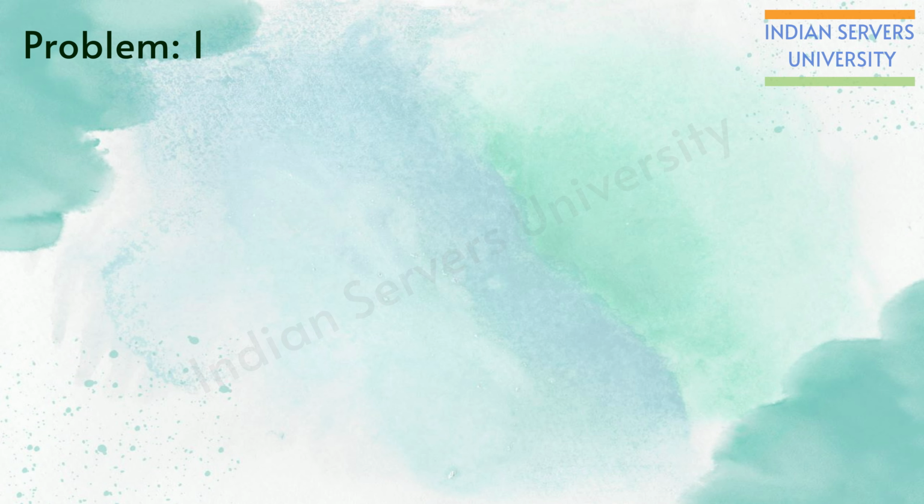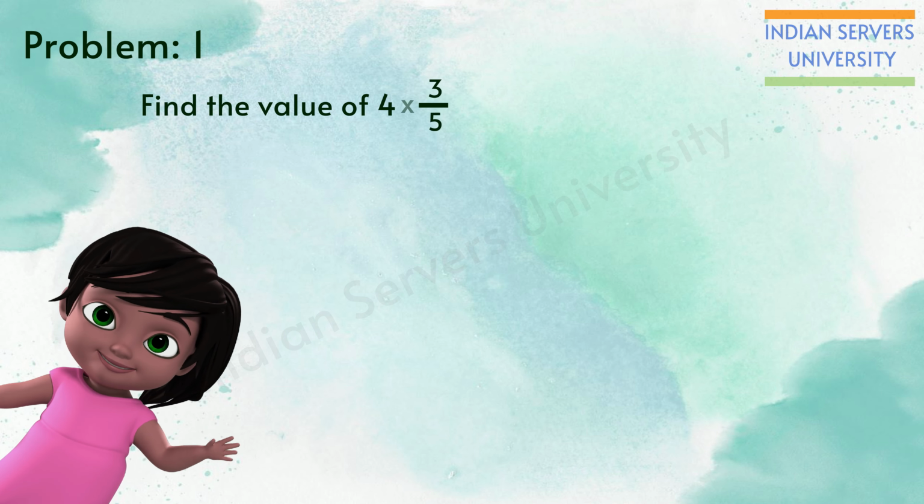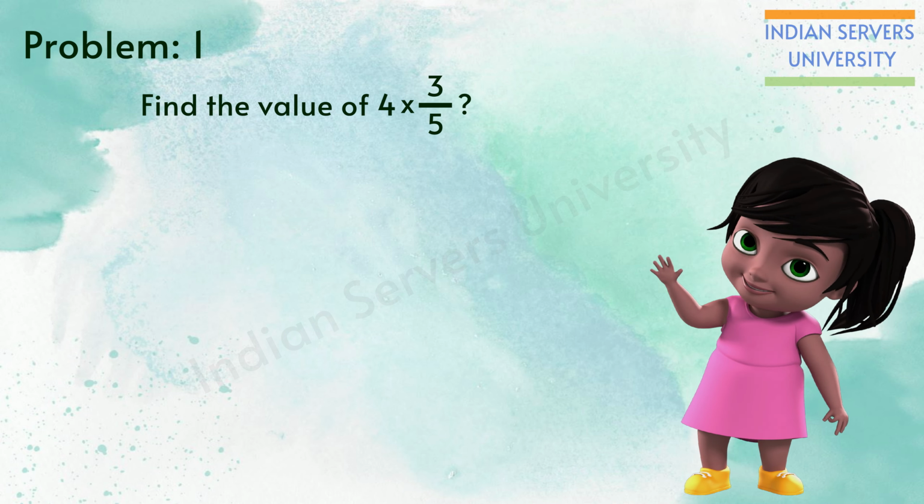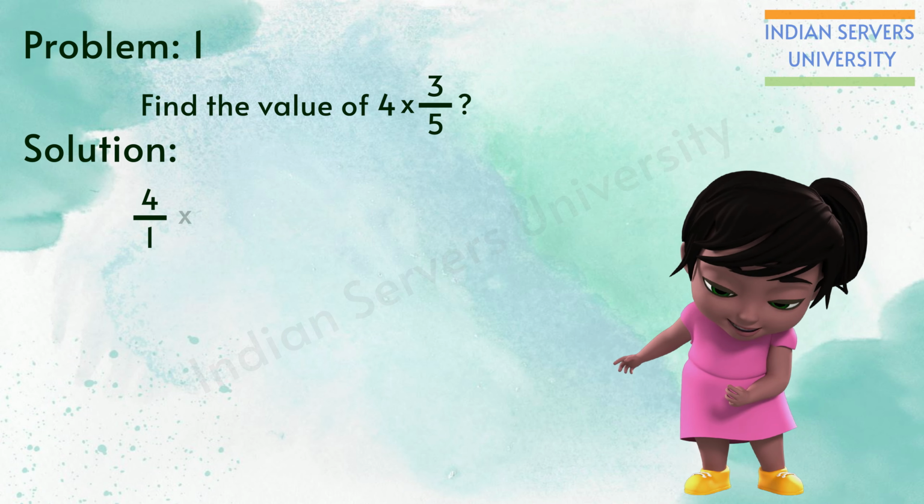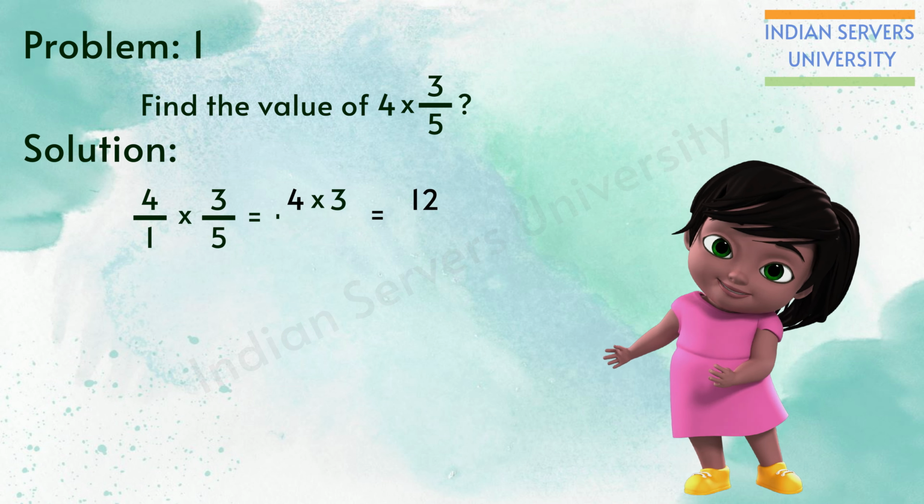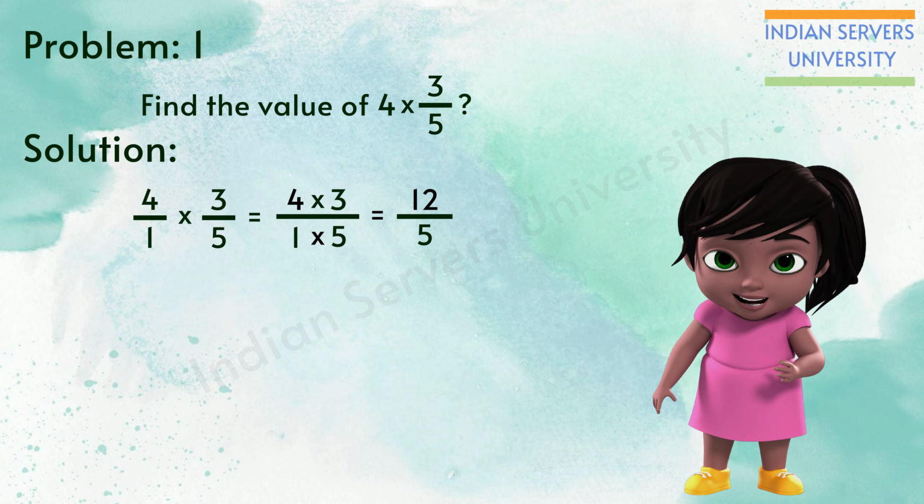So first problem, find the value of 4 into 3 by 5. So 4 into 3 by 5 అంటే 4 ని 4 by 1 గా రాస్తే అప్పుడు ఏమవుతుంది 4 by 1 into 3 by 5. So 4 into 3 12, 1 into 5 5. So 12 by 5 అవుతుంది.